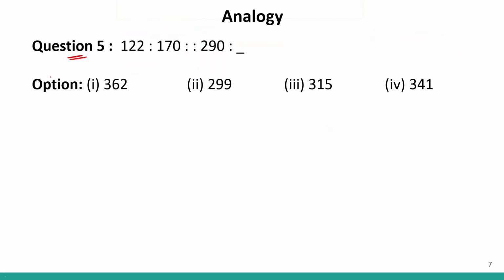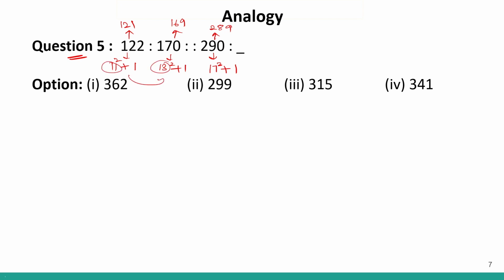Question number 5. We have 122, 170, 290 and we have to find the missing element. So here 122 is basically very close to 121. 170 is very close to 169. Correct? Similarly, 290 is very close to 289. So 122 can be written as 11 square plus 1. 170 can be written as 13 square plus 1. Correct? 290 is basically 17 square plus 1.